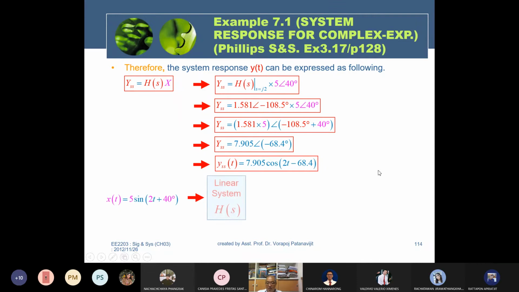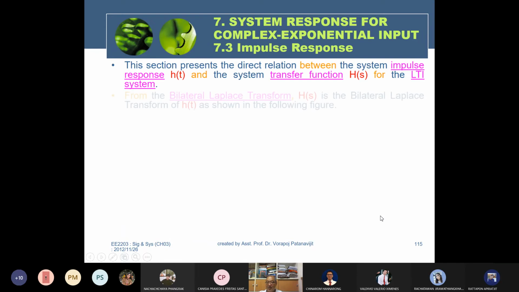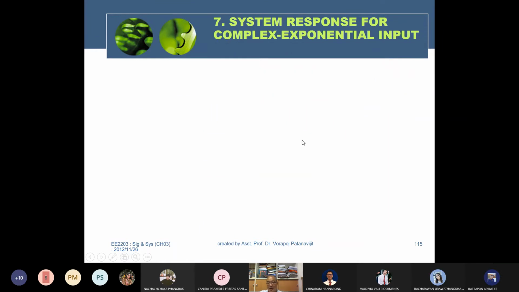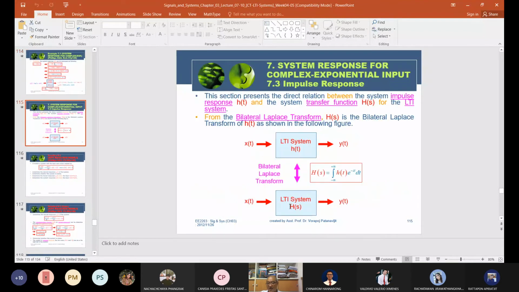Now, when you write it from an overall point of view, x(t) is the input, 5 cos(2t + 40 degrees), and the system is 1.5 at minus 108.5 degrees. The output will be in this form: the multiplication between the input and the impulse response, or the transfer function. This part we will describe later after we concentrate on the Laplace transform.